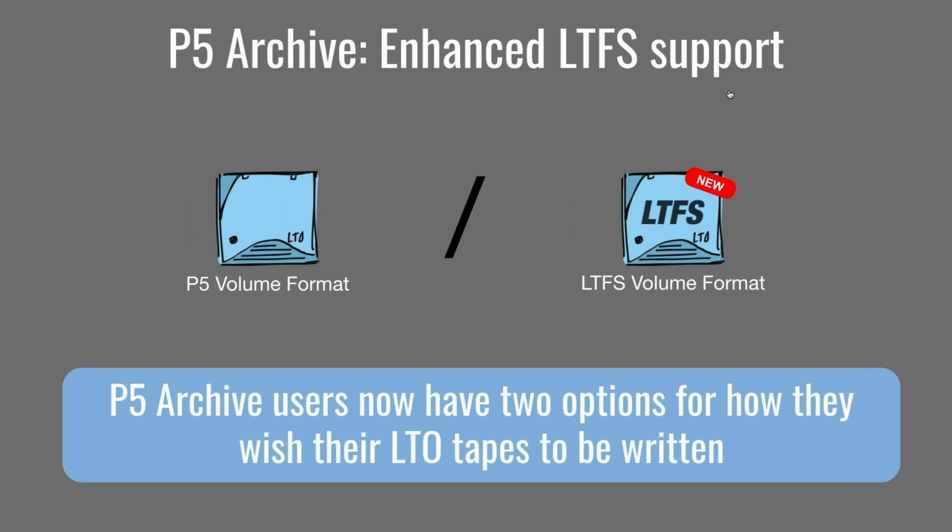What we've done with P5 version 6.1 is we've added LTFS volumes as a supported tape format for this workflow. The workflow remains the same as it did before. If you're currently archiving to LTO tapes in the P5 proprietary format, you can now add LTFS volumes to your workflow. You could use those wholesale for everything. You could do a bit of both. It's completely flexible. So you have two options.